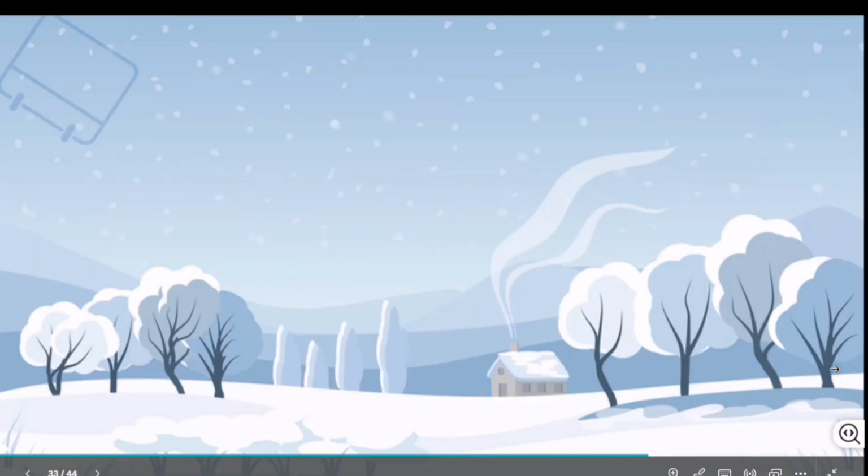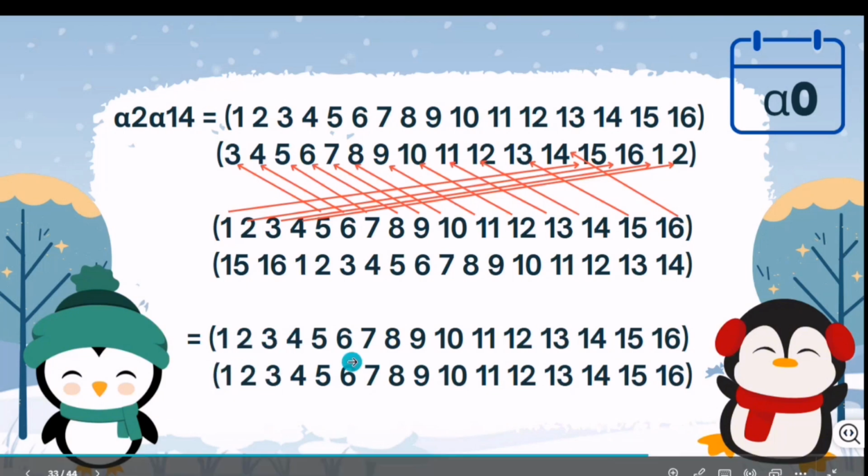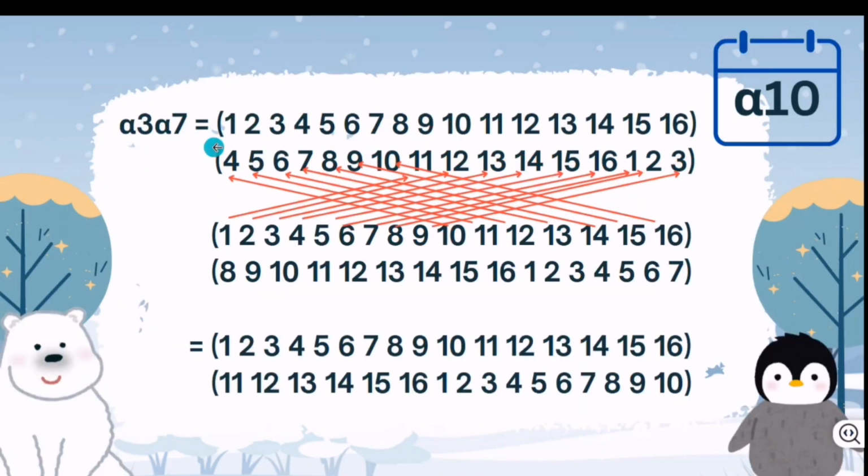And next, we have alpha sub 2 combination with alpha sub 14. We have alpha sub 0, or the identity element, which is equal to 1 to 1, 2 to 2, 3 to 3, 4 to 4, 5 to 5, 6 to 6, 7 to 7, 8 to 8, 9 to 9, 10 to 10, 11 to 11, 12 to 12, 13 to 13, 14 to 14, 15 to 15, and 16 to 16.